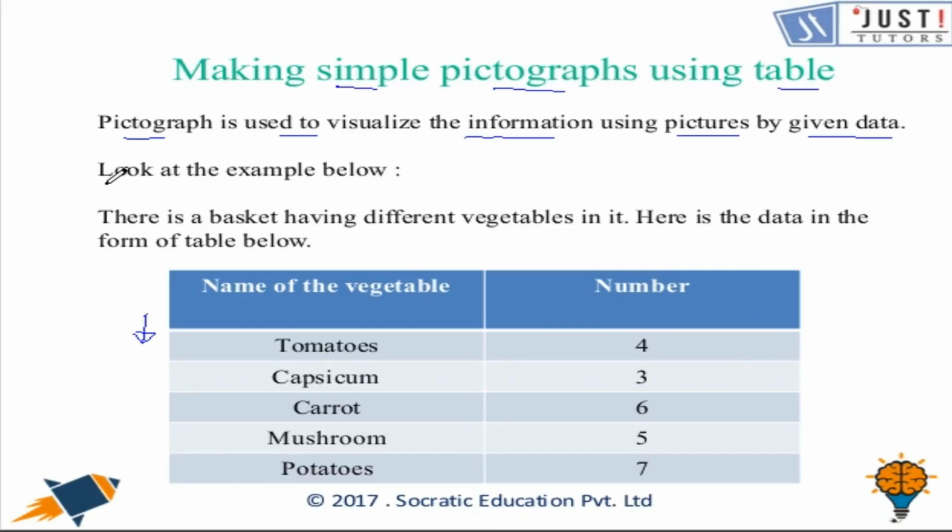So let's have a look at this given example below. There is a basket having different vegetables in it. Here is the data in the form of a table below. This is the name of the vegetable in the basket and how many of each there are. Tomatoes are 4, capsicum 3, carrot 6, mushroom 5, and potatoes 7. So this is how you represent data in the form of a table.